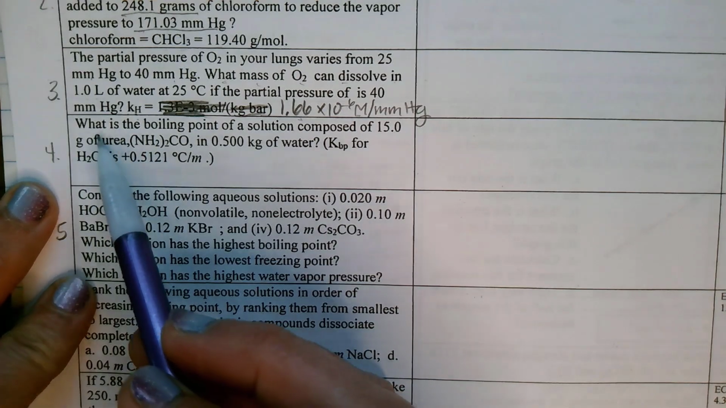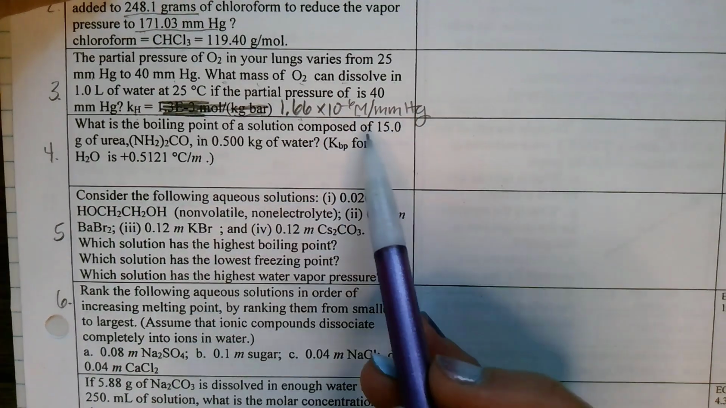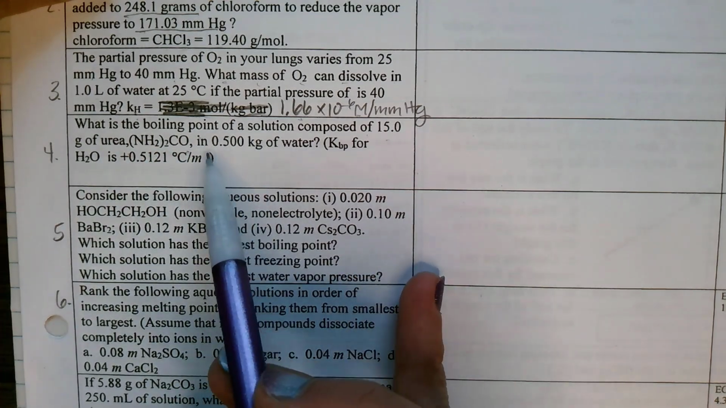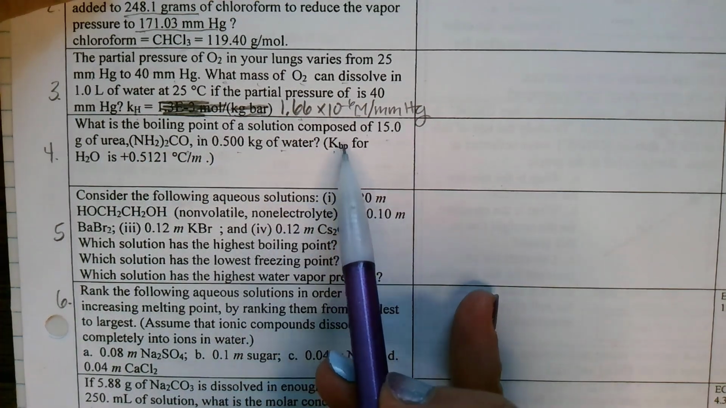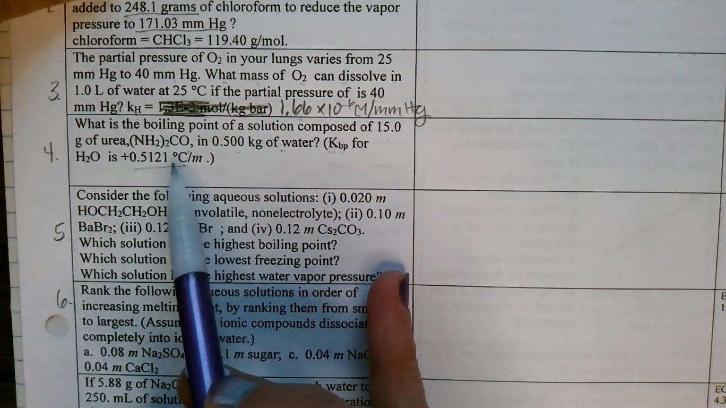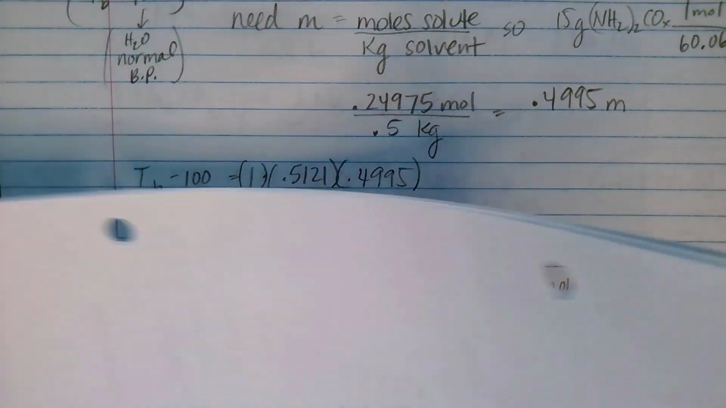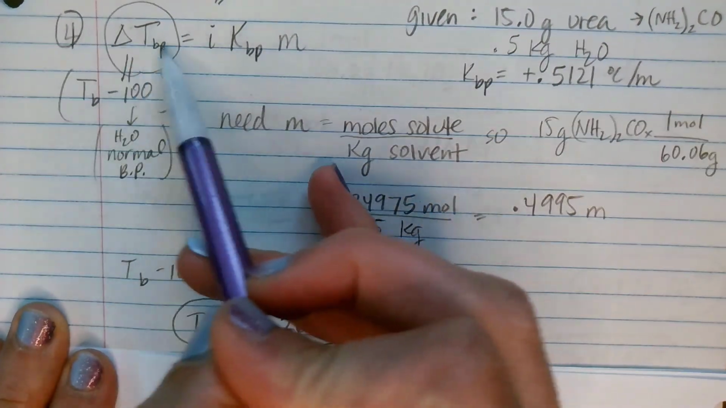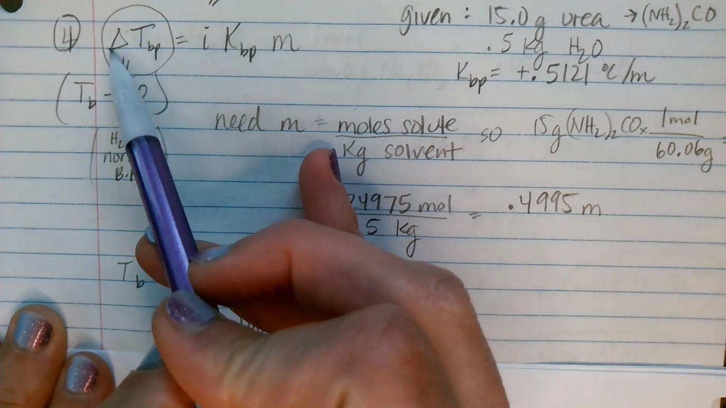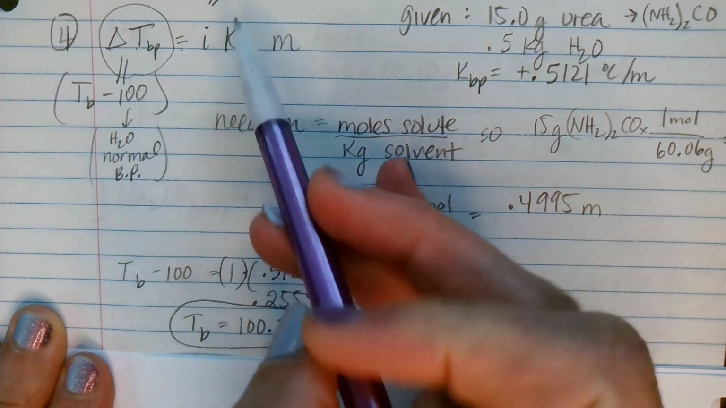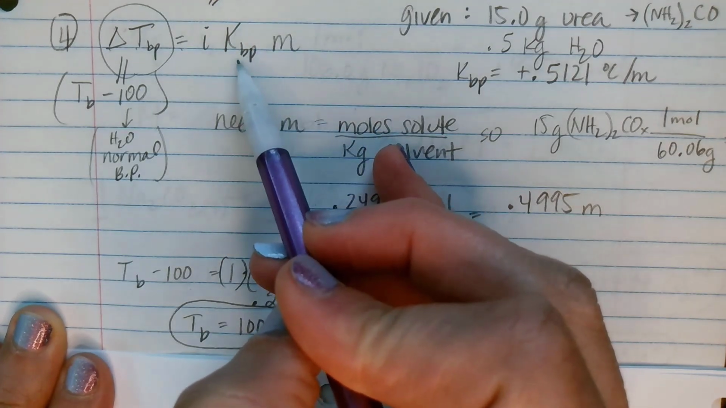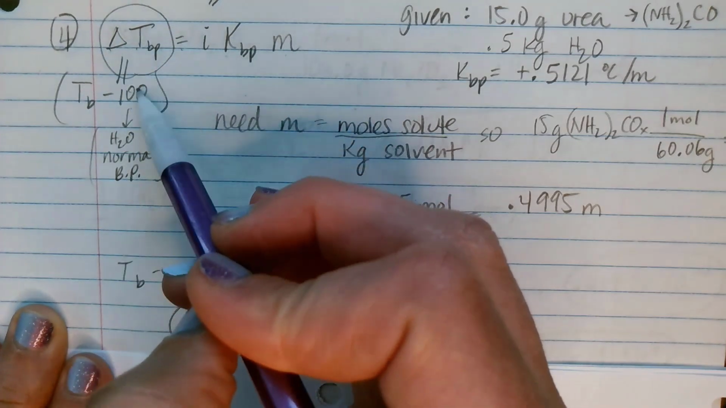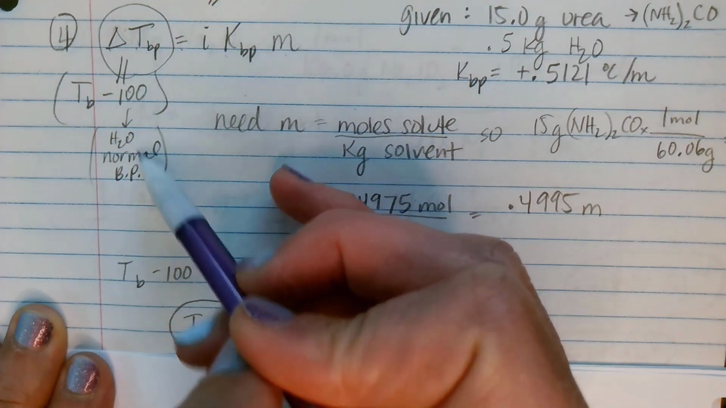Moving on to number 4, we want to know the boiling point of a solution. We have 15 grams of urea, given this formula, in 0.5 kilograms of water, and we're given the boiling point constant for water. So let's see what we have. We're going to use our boiling point equation here. Delta T is equal to I, our van 't Hoff factor, times K times the molality. And we know the normal boiling point of water is 100.